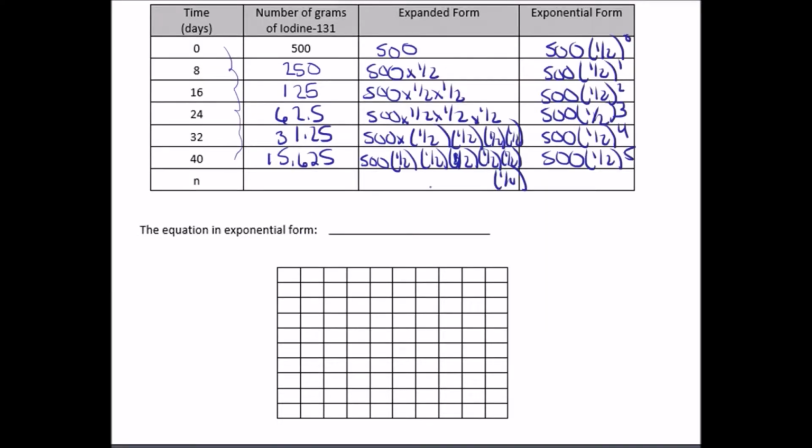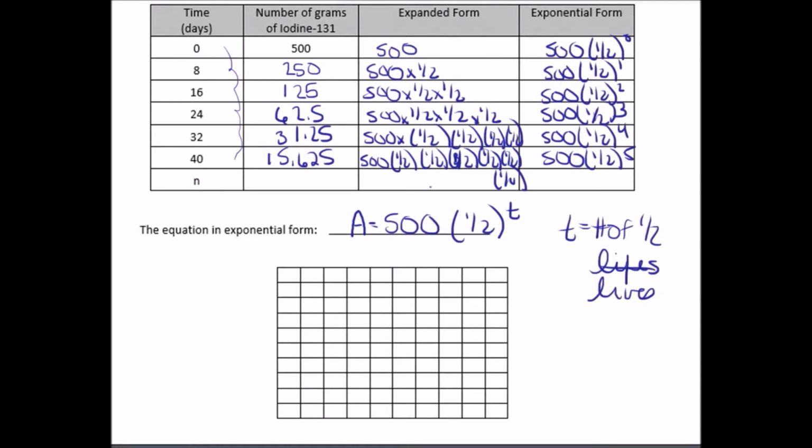So now let's go ahead and put the equation in exponential form. So the amount left is going to be 500 times a half to the t, where t is going to be the number of half-lives. Okay, so I call it half-lives.